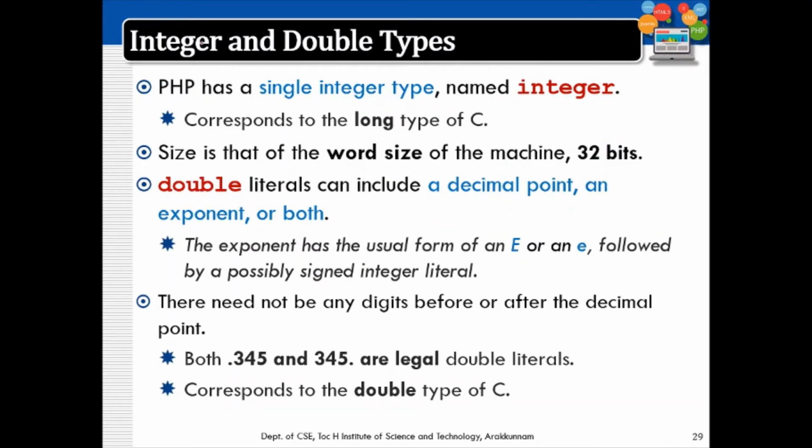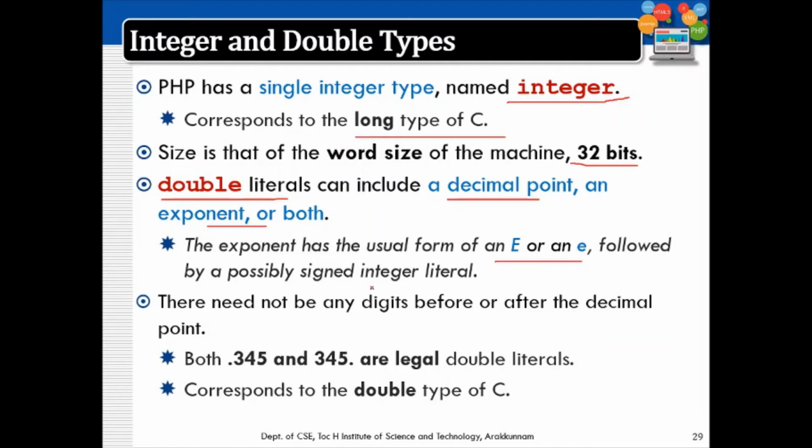Now moving on to the data types. First, integer and double types. The PHP integer type is known as integer, and it is equivalent to the long type of C, and the word size is 32 bits. Double literals include a decimal point or an exponent or both. The exponent is generally represented by capital E or small e followed by the integer value.